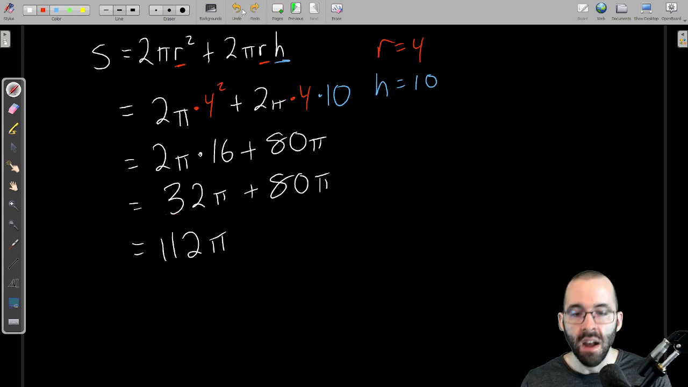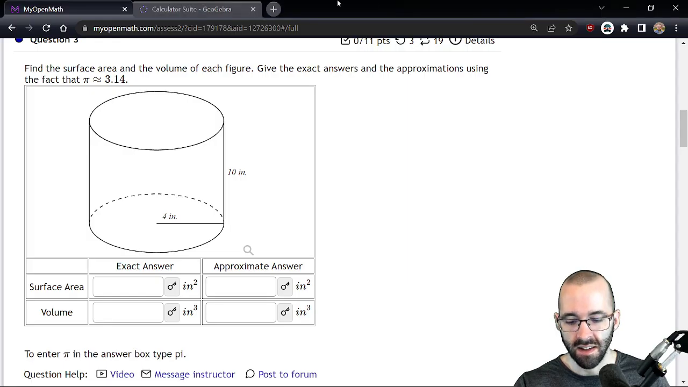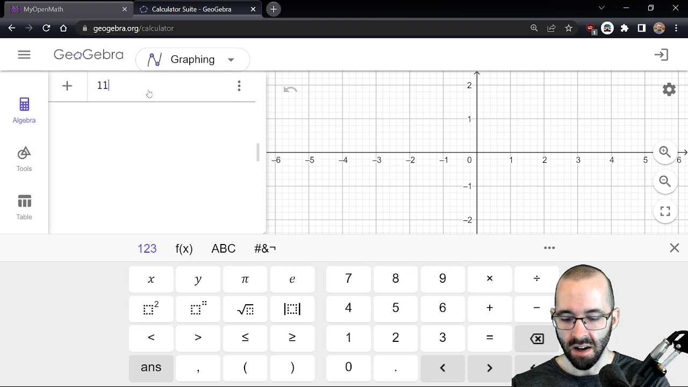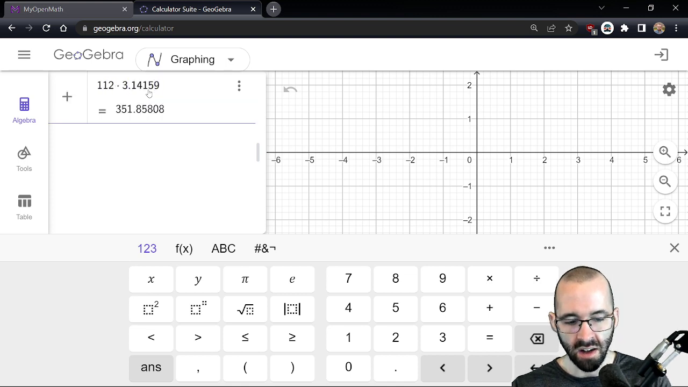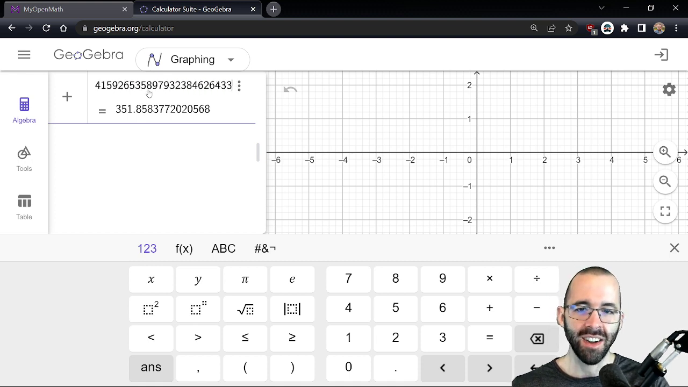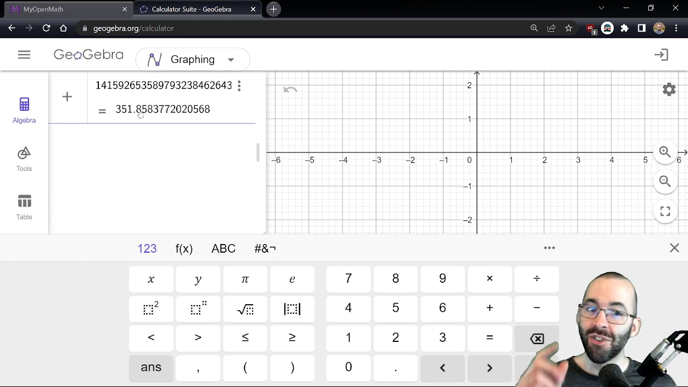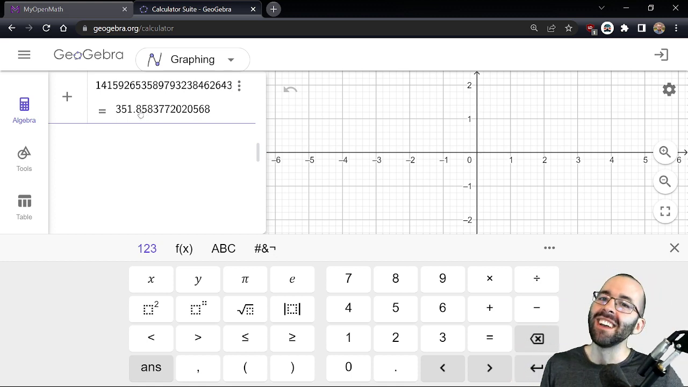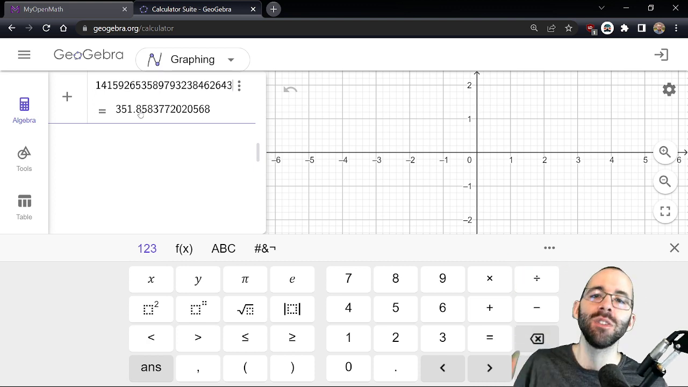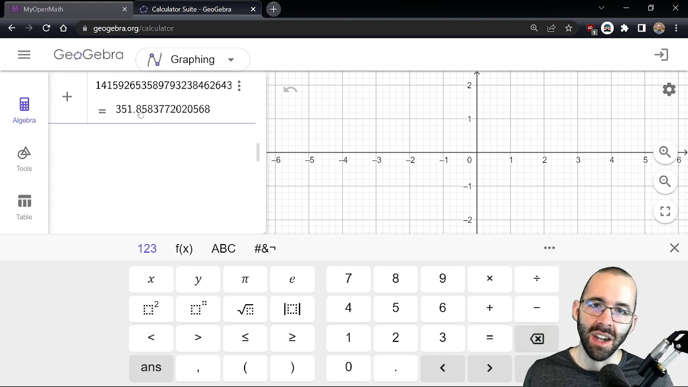112 pi. This is our exact answer. I don't care if you write 112 times 3.1415926535897932384626433. All right, I won't keep on going. That is correct, by the way. But this is not an exact answer. It's very, very close. It has way more decimal places than you could possibly need, but it's still an approximate answer. Pi is irrational. It goes on forever.